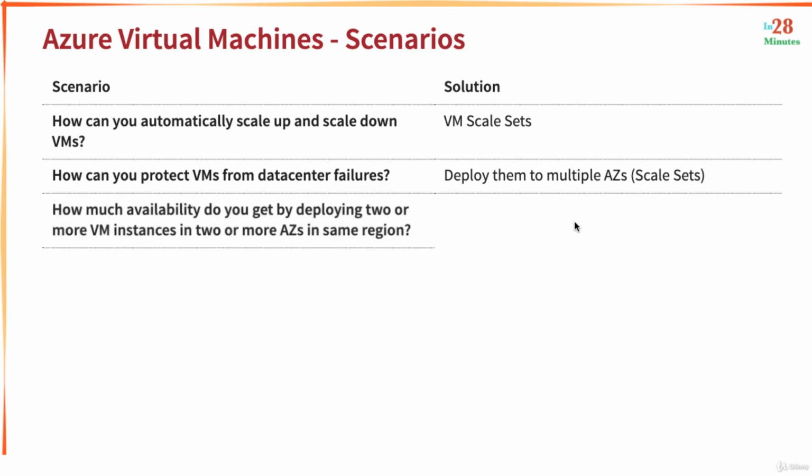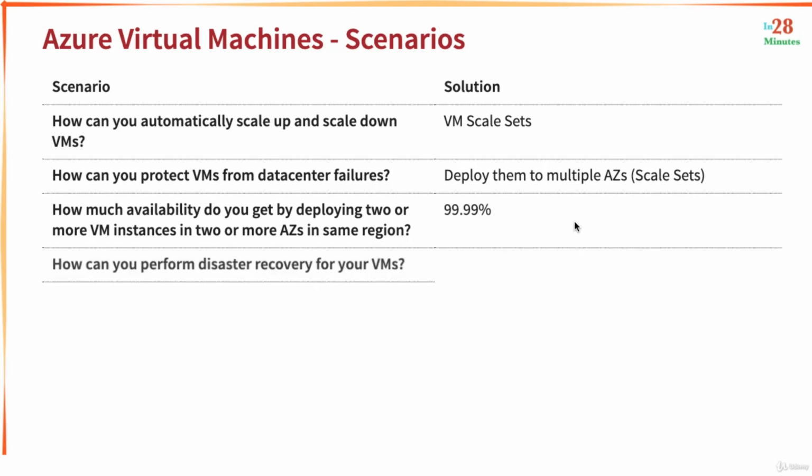availability zone. How much availability do you get by deploying 2 or more virtual machines in 2 or more availability zones in the same region? We already discussed this. It's 99.99%. How can you perform disaster recovery for your VMs? We looked at it as well: site recovery. You can use site recovery to configure a secondary region, and whenever there's a problem with the primary region, disaster recovery would be performed and the VM would be copied over to the second region.